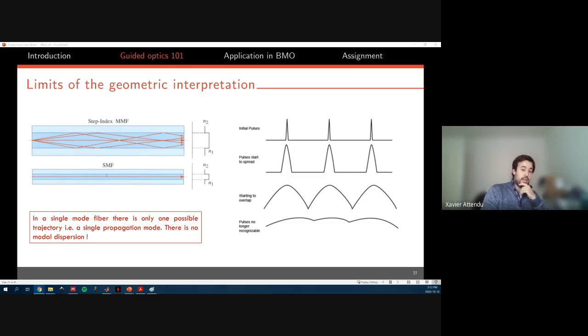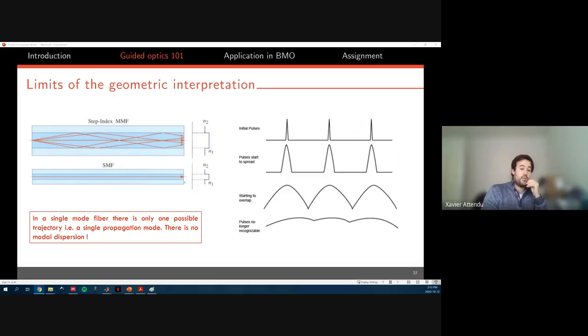Now, in the SMF, the single mode fiber, which are much smaller, we're talking cores that, instead of being 10 microns to 1 millimeter in diameter, we're now talking cores that are 3, 4, 5 microns in radius. So let's say 6 to 10 microns in diameter. There is a single possible path.